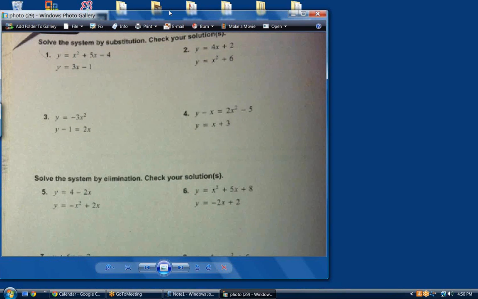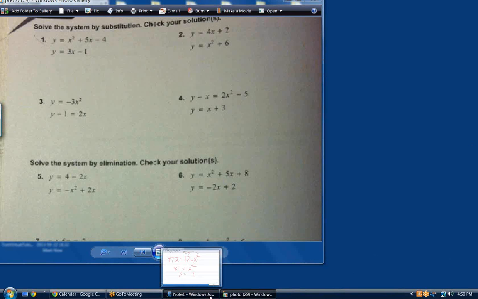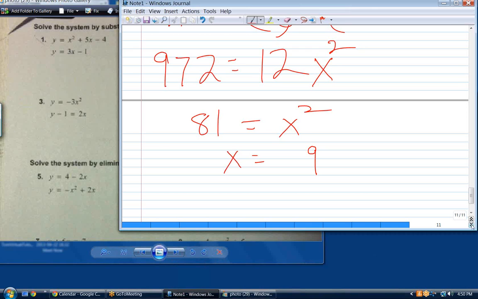Okay, I presume that you've been taught two different methods of solving two equations with two unknowns. One of them is substitution, and the other probably is elimination. Yeah, I see that 5 and 6 are elimination. All right, let's do substitution first. Number 1.